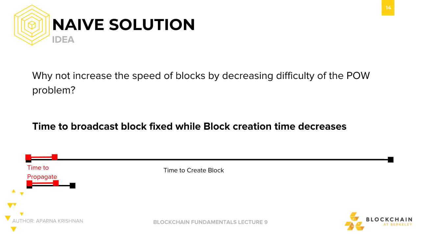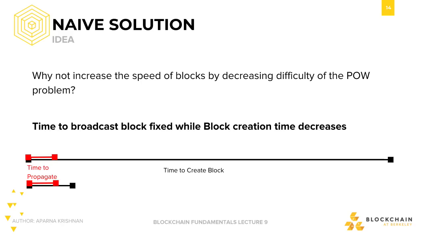So what else can we play with? Well, we can play with the time to broadcast the block. So if we go over why exactly increasing the speed of blocks and decreasing the difficulty of proof of work wouldn't be a good idea: if you see here these two lines, that line represents the time to create a block.